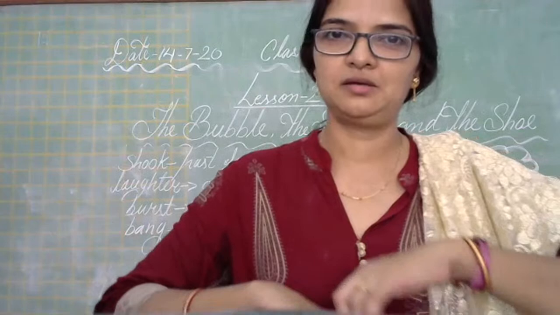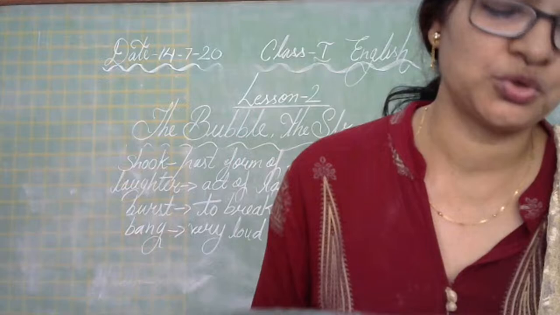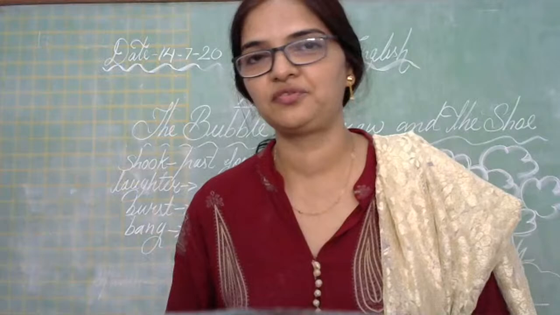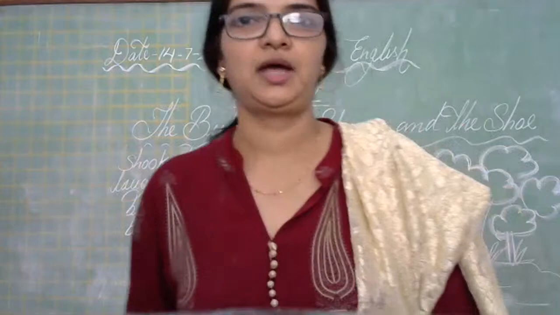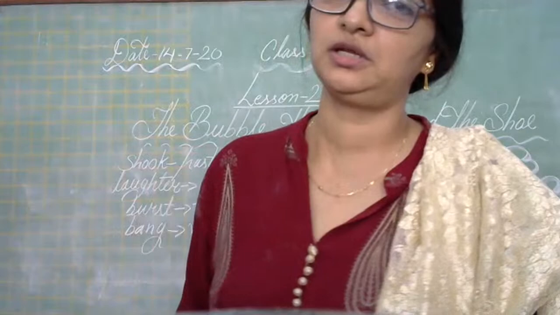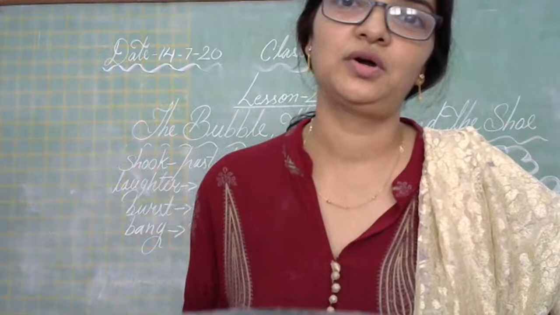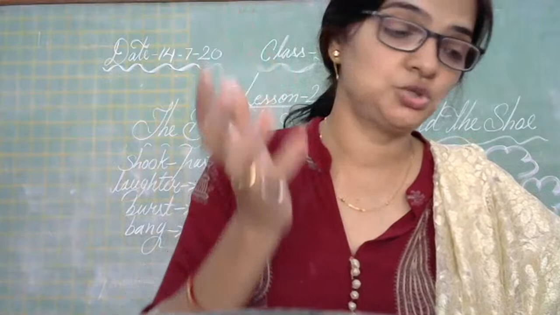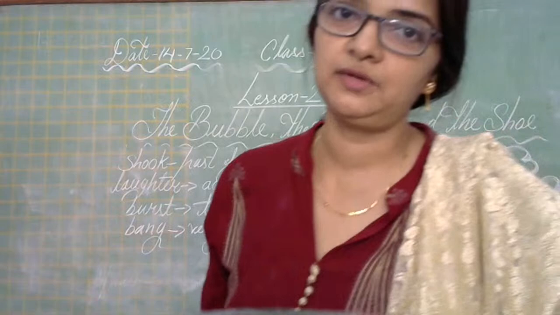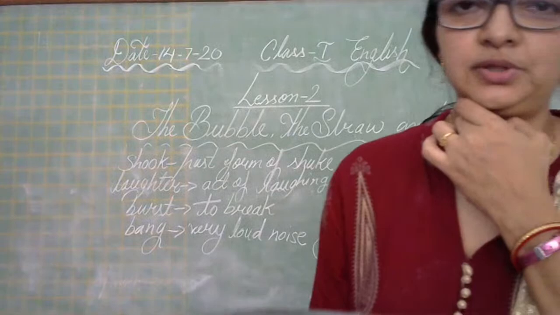So this is the story of three friends, and the names of the three friends are Bubble, Straw and Shoe. Where did they go one day? They went into the forest. What did they want to do? They wanted to cross the river. They planned that Straw would stretch himself on the bank of the river, and after that they would move across it. But what happened? When Shoe jumped on the straw, he fell into the river.